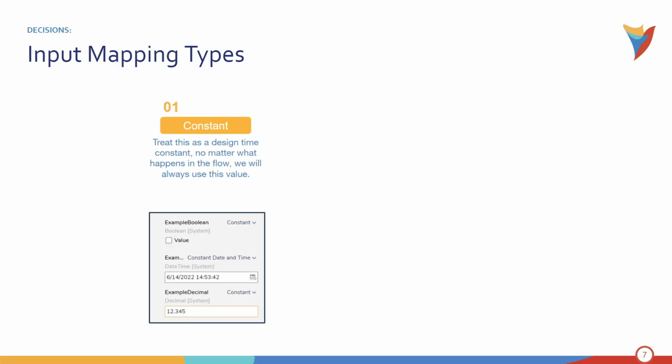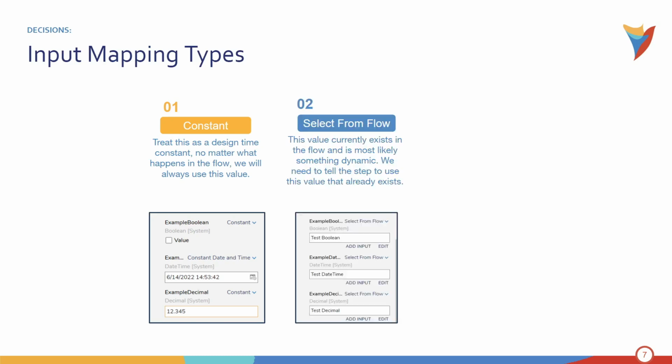The first, constant, allows us to set a static value for that variable. When that step is executed, it will always use the chosen constant value. This mapping type is commonly used when mapping properties that will not change or setting up rules. Let's say you're using a send email step. You may want every email to be sent from the same email address. You would set that email as a constant value in the field.